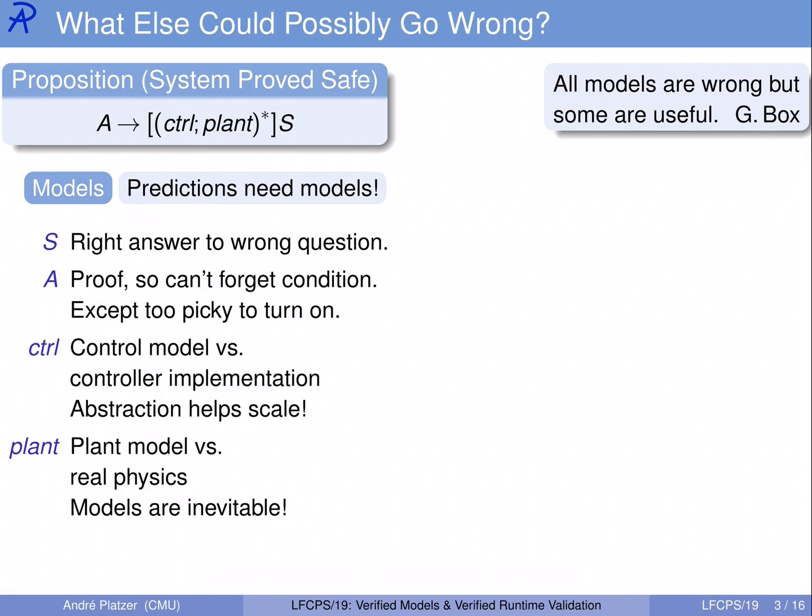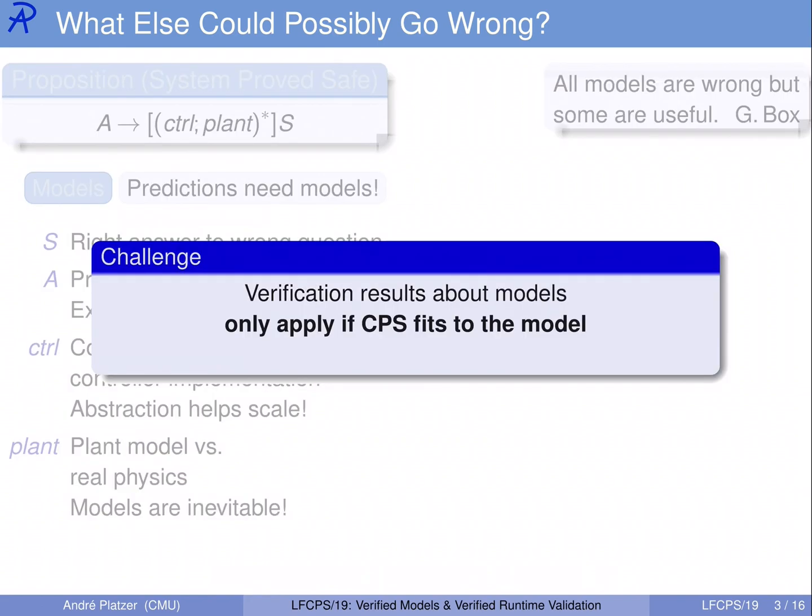So models are absolutely inevitable, but at the same time, it is not necessarily helpful to go for the most elaborate models to predict the behavior of reality. Indeed, we now understand the challenge that verification results about models, of course, only apply if the CPS fits the model, which leads us to investigate verifiably correct runtime model validation to make up for this difference between models and reality. And once and for all, cut through this Gordian knot of vicious circles of models assuming models assuming models, using a technique that's called ModelPlex.